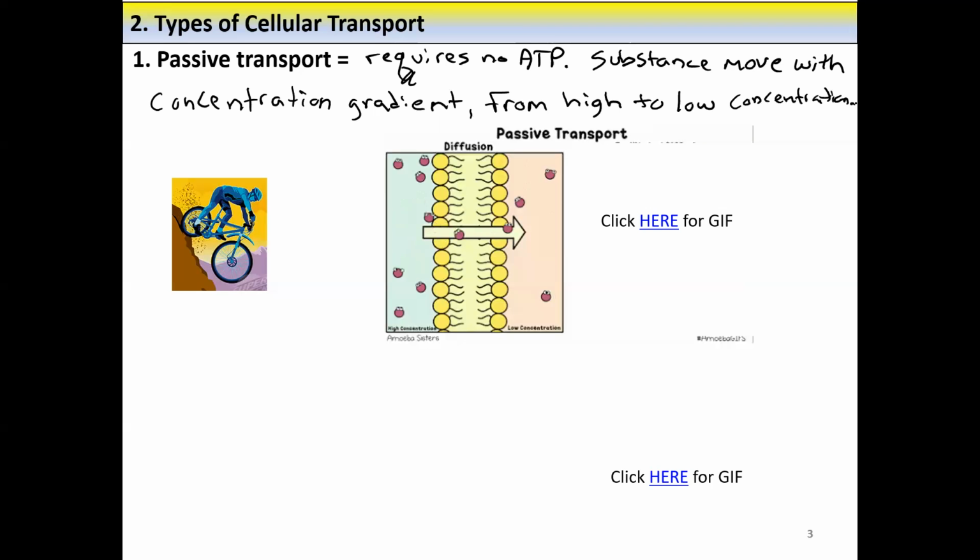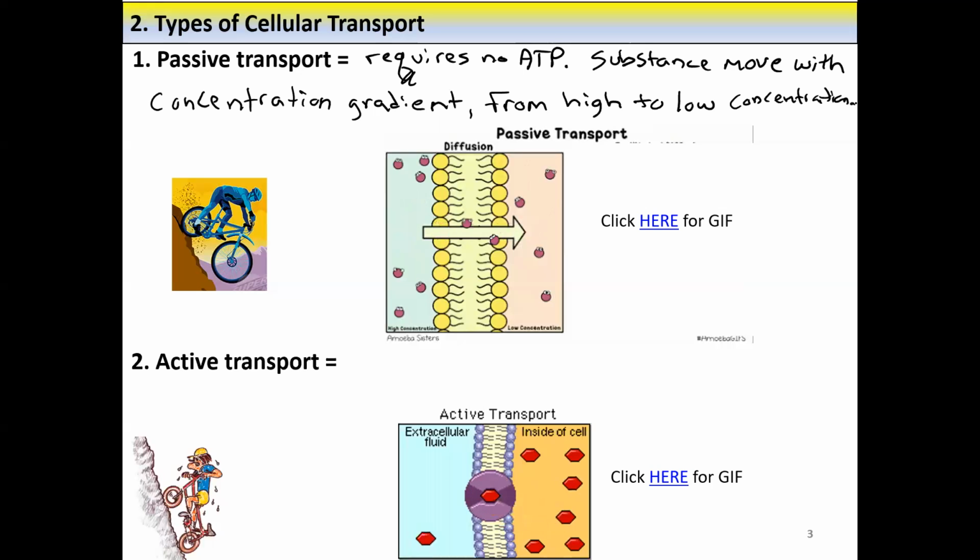All right. And so this is showing there's lots of these little red balls, whatever they are, on the left-hand side to start with, and not much on the right. So it's in high concentration on the left, low concentration on the right. Substances always want to go from where they're high to where they're low, and it takes no energy to do so. Now, the opposite of that is active transport, which, if it's opposite, requires ATP.